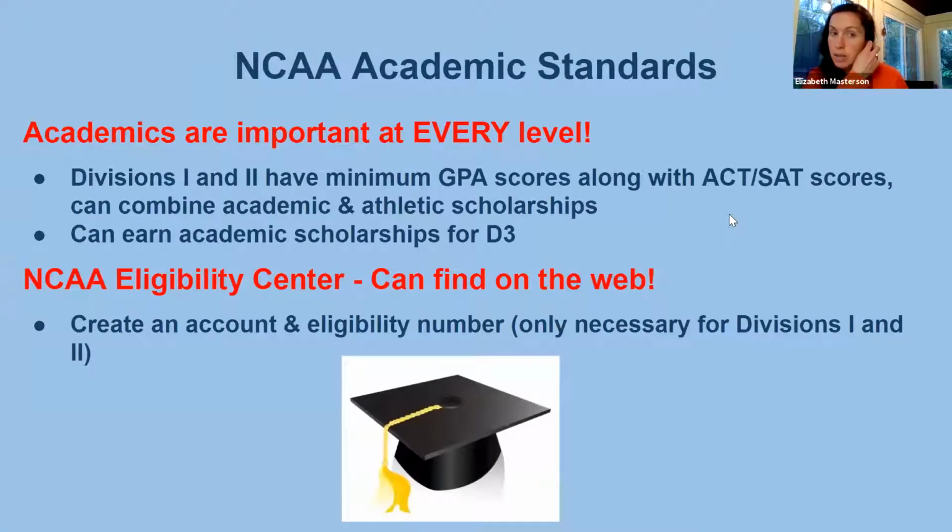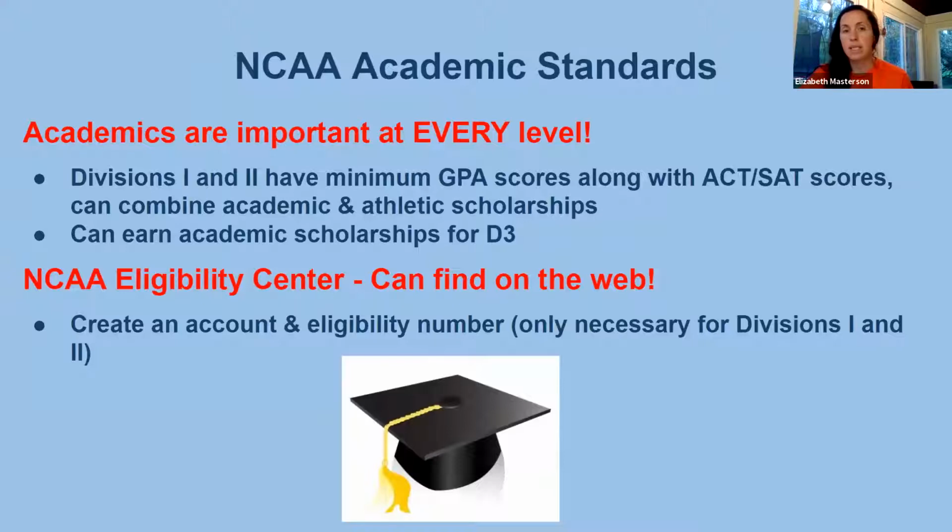So at the Division I and Division II levels, there's a minimum GPA score along with a test score, a threshold that needs to be reached to enable you to compete at those levels. This would be through the NCAA clearinghouse, and you also have to take a rigorous course schedule, basically what your guidance counselor would advise you to take anyways.